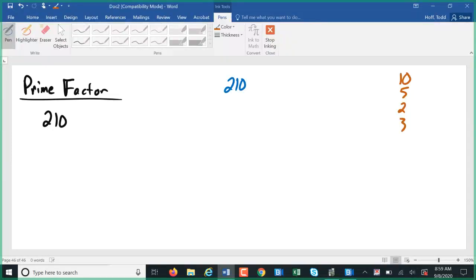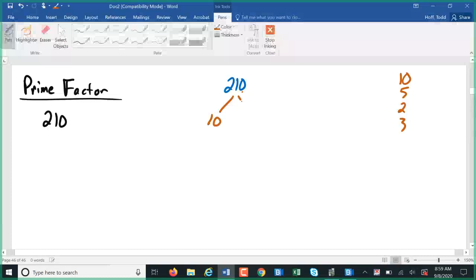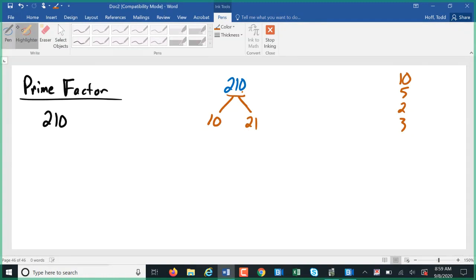Well, for this number here, the 210, it ends in a 0, so I know it's divisible by 10. So I put 10 on one branch here. On the other branch, this number has to multiply with the 10 to make the 210. The way I find that is I just do 210 divided by 10 is 21. So notice these two multiply up to make the 210. Two branches have to multiply up to make what they branch from.